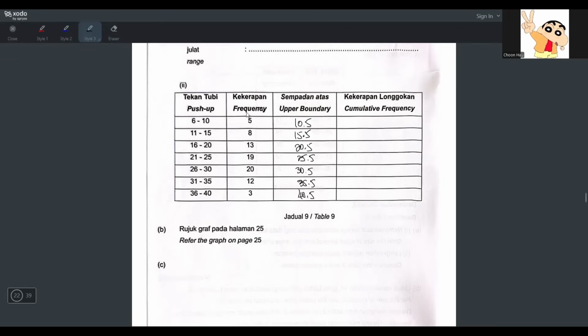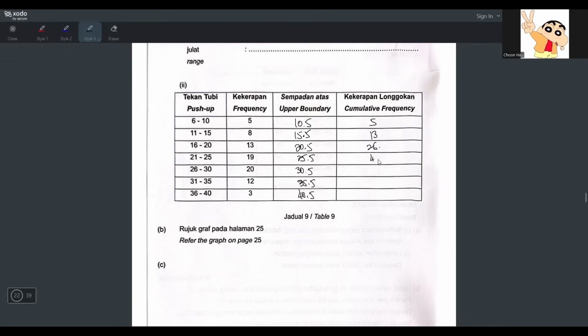Okay, this one we have to look at the frequency and we have to add up. So the first cumulative frequency and the first frequency will always be the same. But the next one you have to take 8 plus the last cumulative, which is 5. So you get 13. Okay, and then to get here, you have to take 13 plus the 13 here. So 26. And then 26 plus 19, you write here and then keep going.